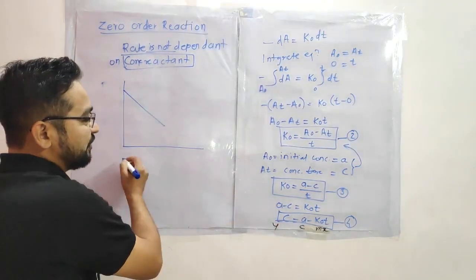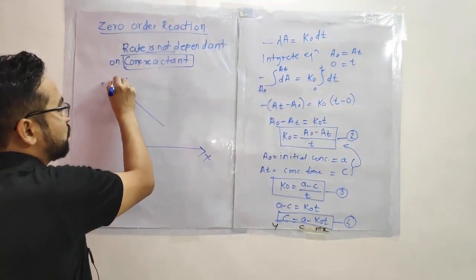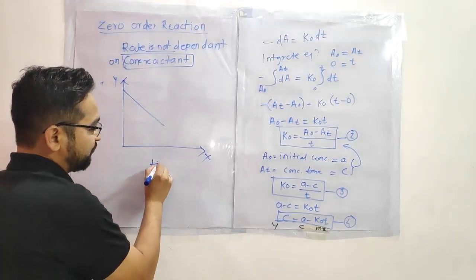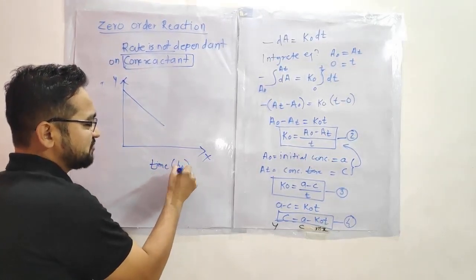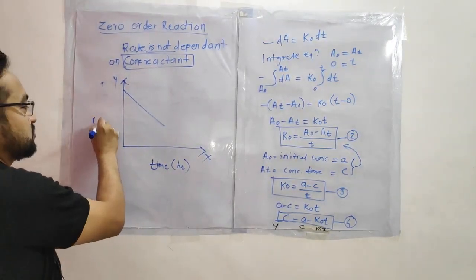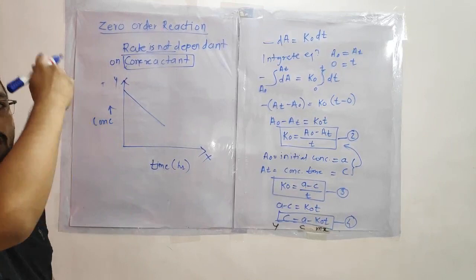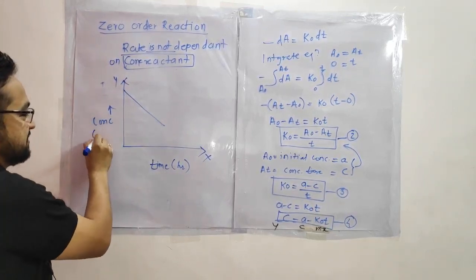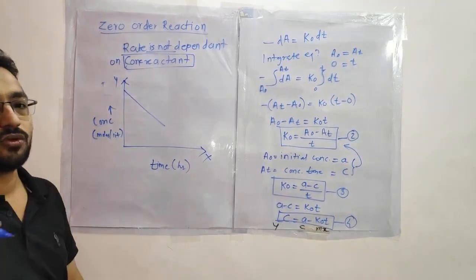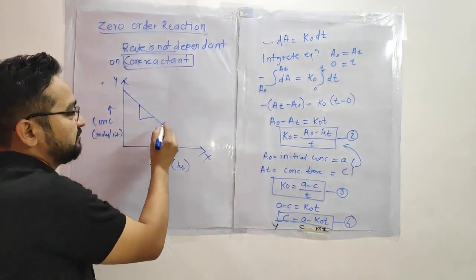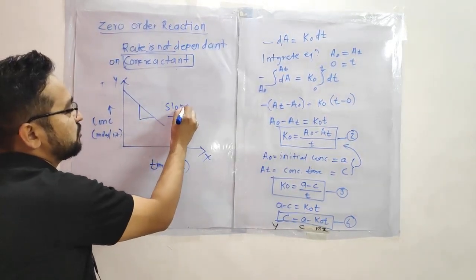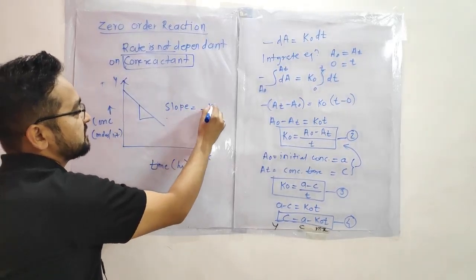So what will be on the x-axis? This is your x-axis, this is your y-axis. The known thing will come on the x-axis, so your time, in hours or days or something. What is unknown? Unknown is the concentration, so concentration will come on the y-axis, in moles per liter. Whatever slope is attained, that slope value will be nothing but k0. So slope is equal to minus k0.